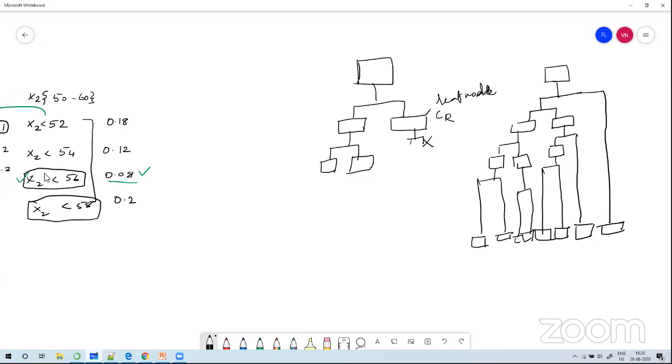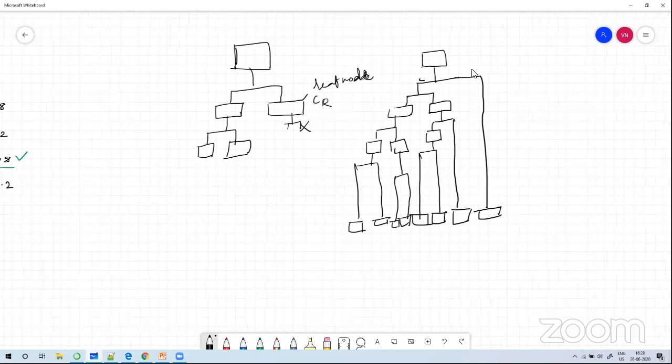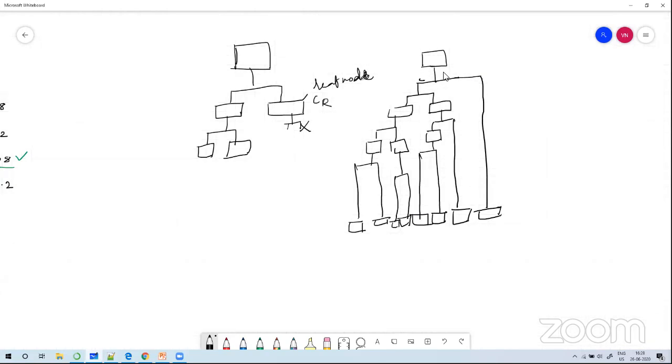On the left hand side, we made a lot of splits to reach the leaf nodes. But on the right hand side, the first split itself is resulting in a leaf node, because you could not split this any further. If an observation comes here and reaches here, whatever is the majority class here would make the decision at this leaf node.